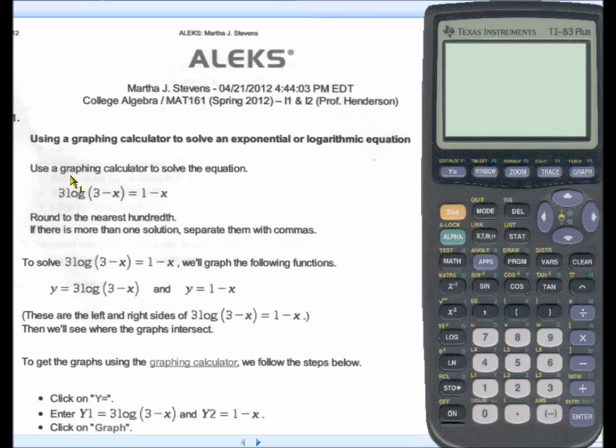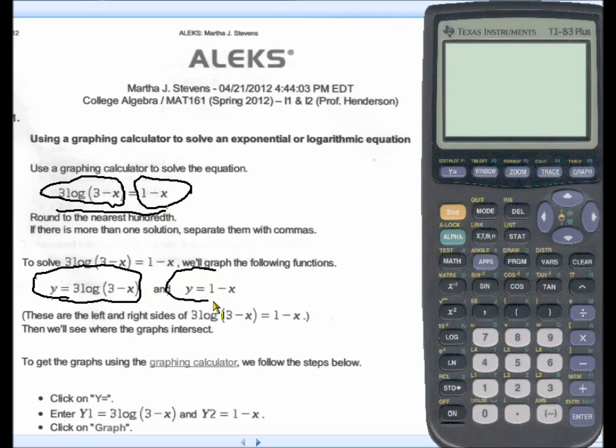What you're going to be doing is basically taking this equation right here that I'm underlining, and I'm going to put this into an equation. I'm going to break this one up into two equations. And that's what they're referring to when they get down to this step. They've got y equals 3 log of 3 minus x, and y equals 1 minus x.